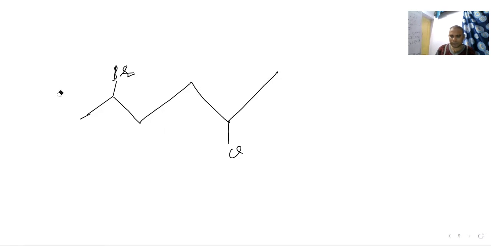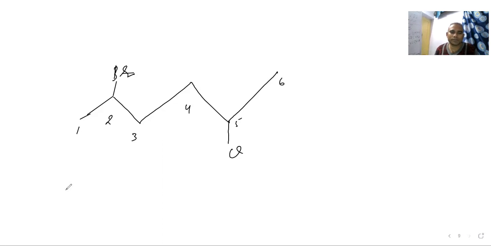Wait, sir. Tell me. Which direction will we actually number? The scheme is hanging. From Br we will go. 1, 2, 1, 2, 3, 4. 3, 4, 5, 6. Yes.